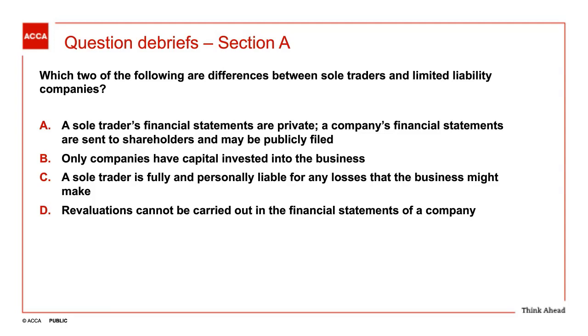Contrast that with the second part of the statement. A company's financial statements are sent to shareholders and may be publicly filed. That again is true, guys. And again, thinking about it from a UK perspective, just as an example, UK companies have to file their accounts, their financial statements, with what we call Companies House. And that is very much in the public domain. So what have I got here? Sole traders' financial statements are private. A company's might be public. Yes, I agree that that is a difference. So that is one of my 2 statements about differences between sole traders and companies.